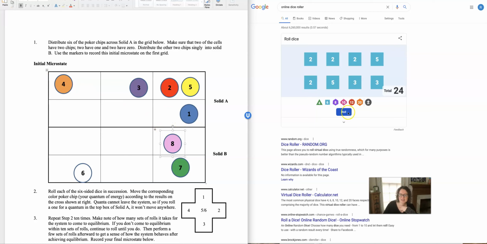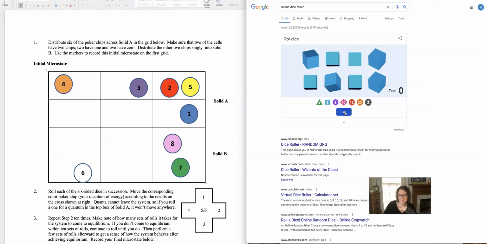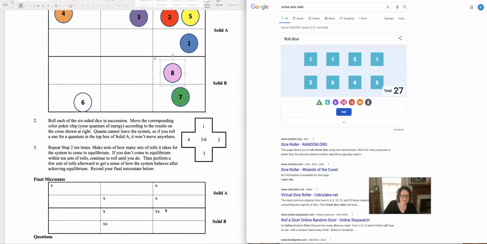So what you're going to do then is go over here and roll again, and then move each one as demonstrated by the dice. Okay, so you're going to be doing this 10 times. Once you do it 10 times, then you're going to show me your final microstate here. I just put X's where I had molecules in my final 10th microstate.